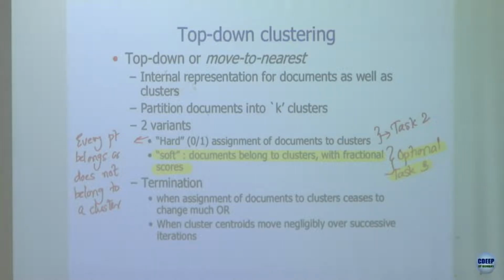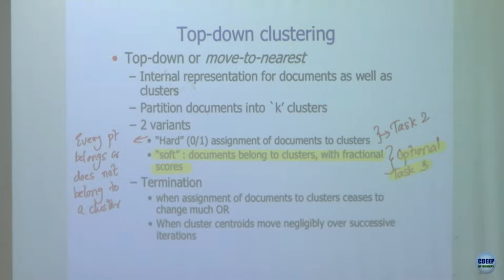So when do you terminate this entire process of top-down clustering, or move to nearest? When the assignment ceases to change. There is not much change at all, everything has stabilized, or the cluster centroids move negligibly over iterations. Okay, so let me just do this exercise on the board.